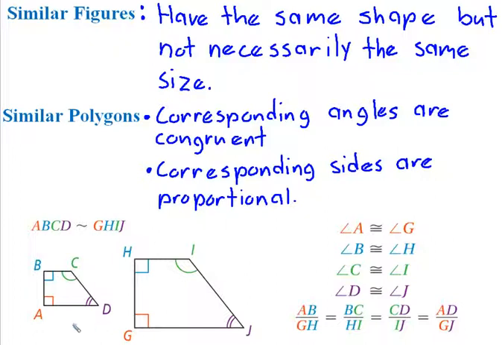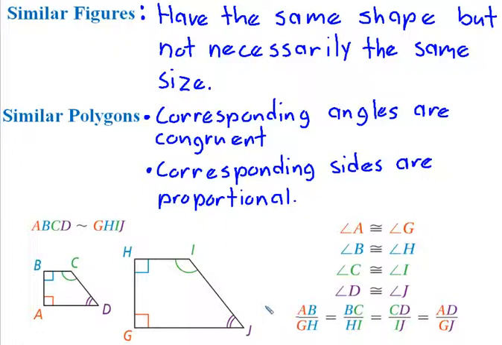So for example, we have a set of two similar polygons here, same shape, not the same size. We'd write that as ABCD is similar to, that's our similar to symbol, the squiggly from on top of the congruent symbol, GHIJ. Now again, when we say they're similar to each other, that means each set of corresponding angles are congruent. So A is congruent to G, B and H will be congruent, C and I will be congruent, D and J will be congruent.